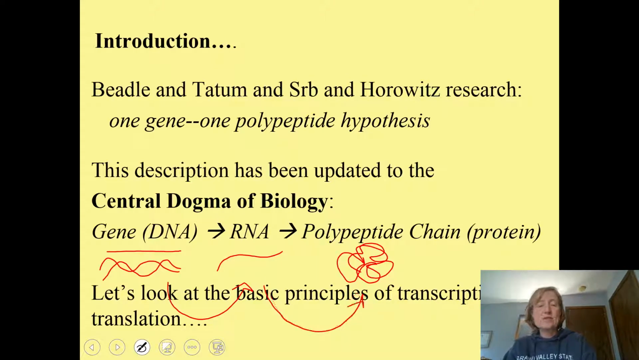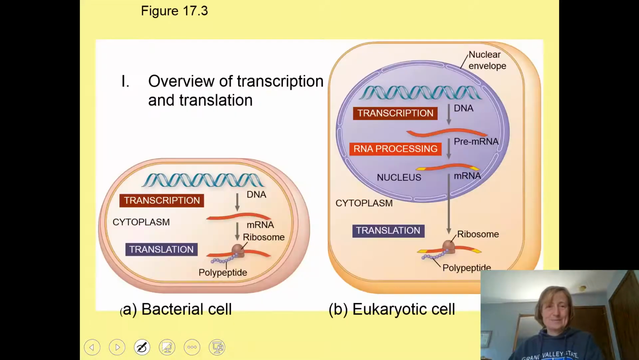translated into proteins. We're going to focus on transcription and translation. As we go, we're going to start with a gene, transcribe it into an RNA molecule, and then translate it into a protein. That's what gene expression is all about. One gene codes for the building of a protein.